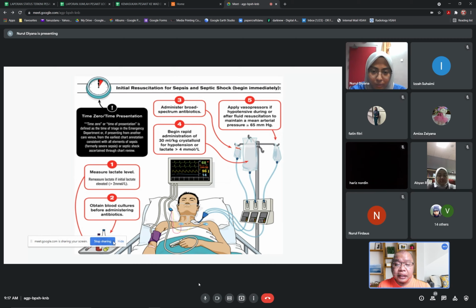And early vasopressor. Vasopressor di sini merujuk kepada noradrenaline lah, sebab tak ada vasopressor lain lah. I mean, kita tak ada vasopressin apa semua, noradrenaline lah. So benda ni lah, kalau tak ingat apa-apa pasal septic shock management hari ni pun, slide tadi dengan slide ni lah yang kena one of the take away message. Okay.